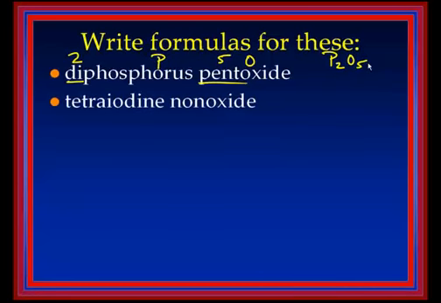Tetraiodine nonoxide. Okay, tetraiodine. So that's iodine, obviously. Tetra means 4. And then nonoxide, well, we've got that oxide, so oxygen. And nona means 9, so I4O9.